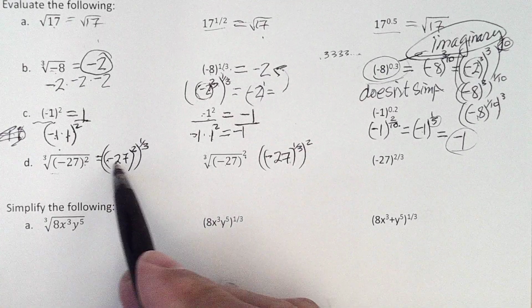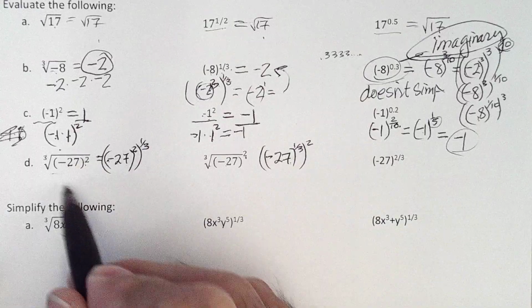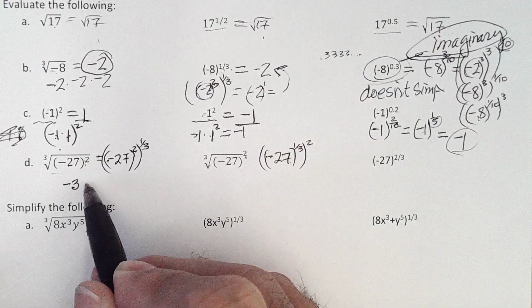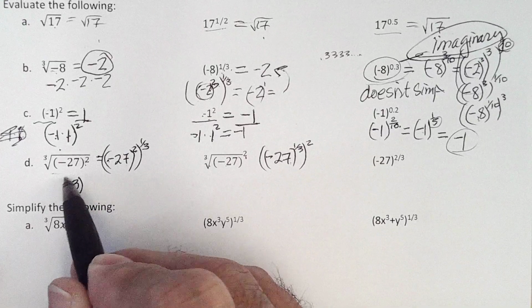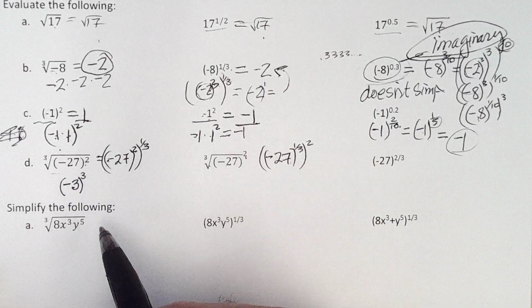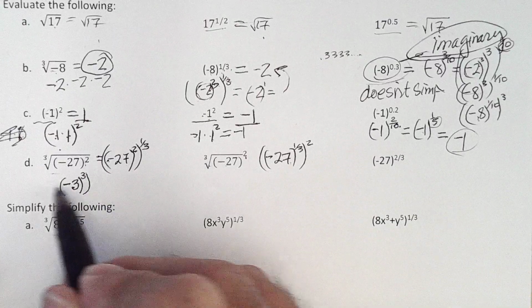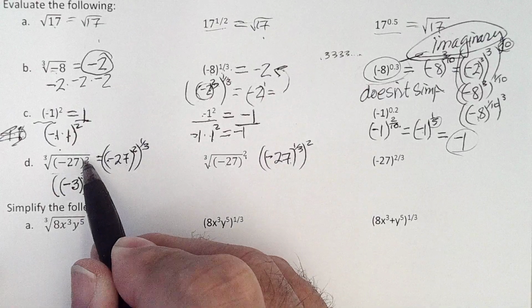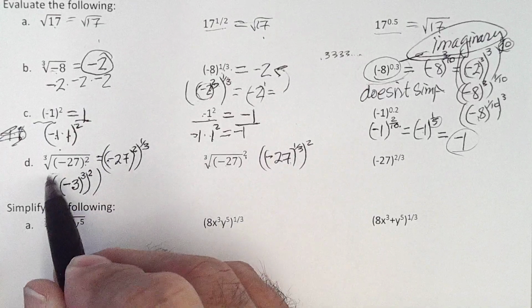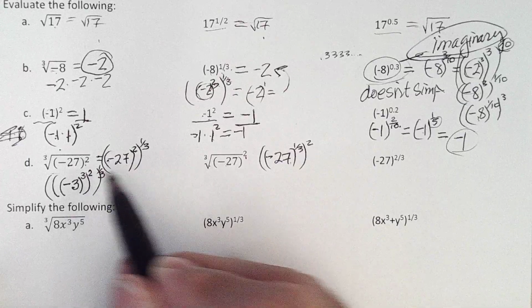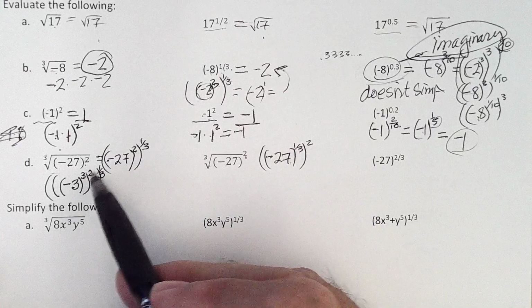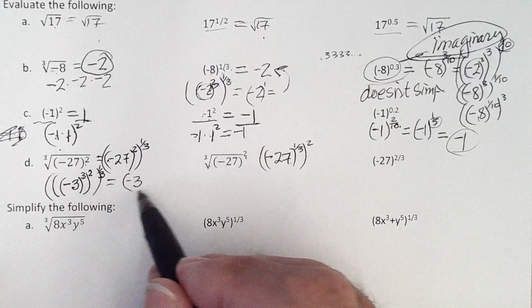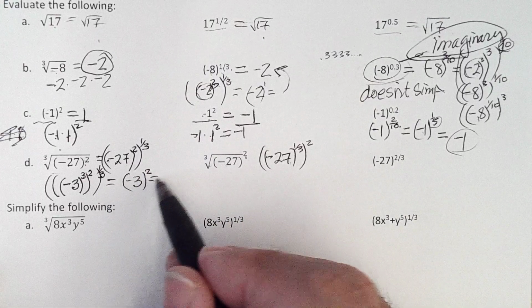The 3 means cube root. Well, a negative 27 is negative 3 times negative 3 times negative 3. So it's negative 3 to the 3rd, that's the 27, negative 27, to the 2 to the 1/3. So 3 times 2 is 6, divided by 3 is back to 2, so this is just negative 3 squared, which is 9.